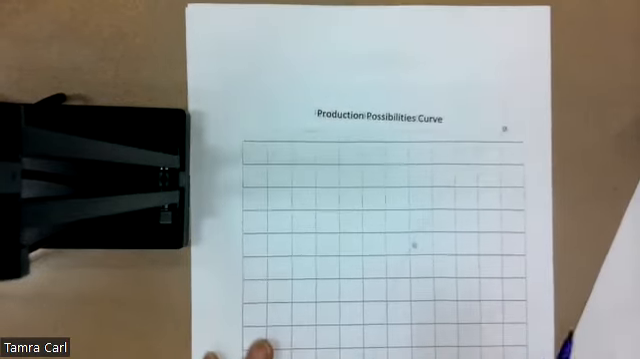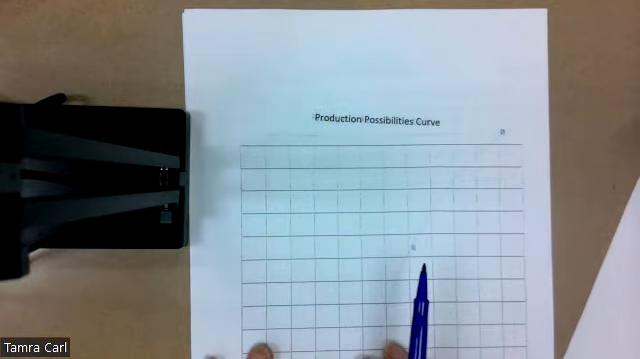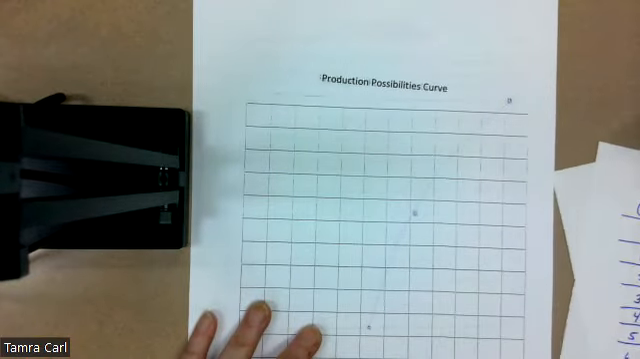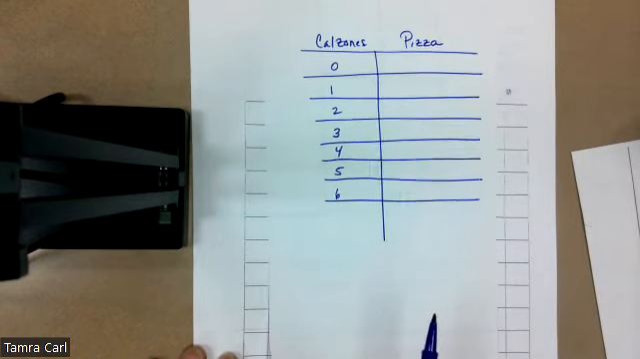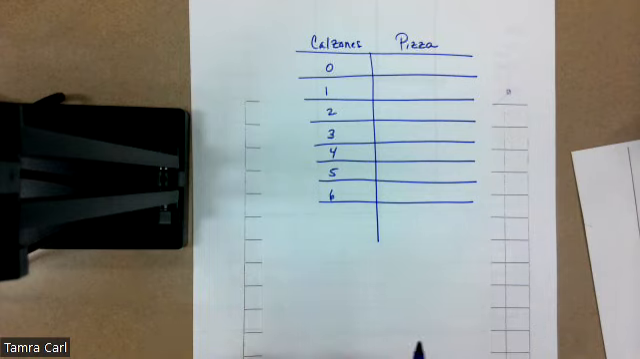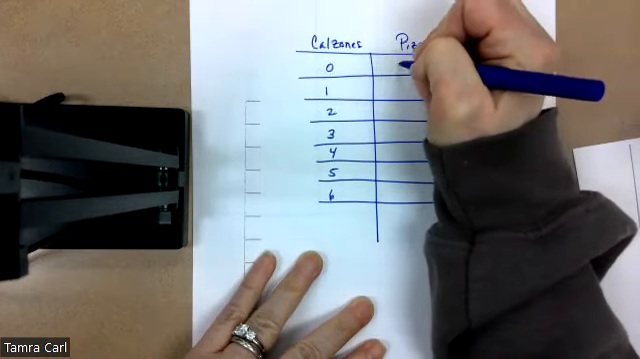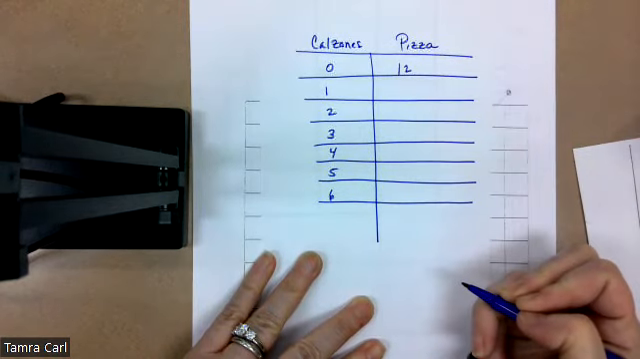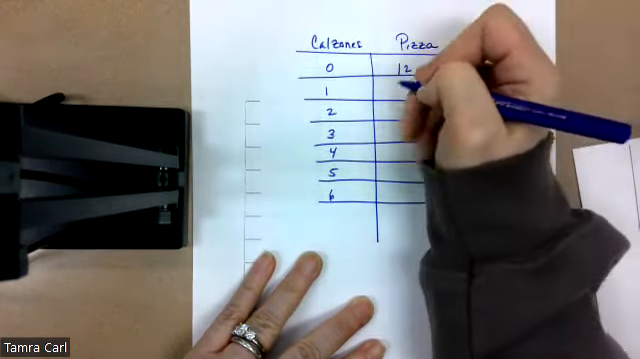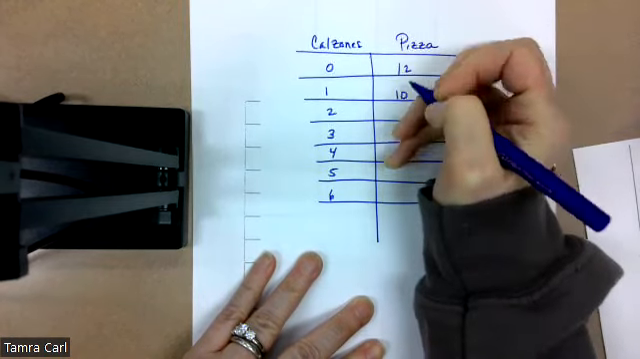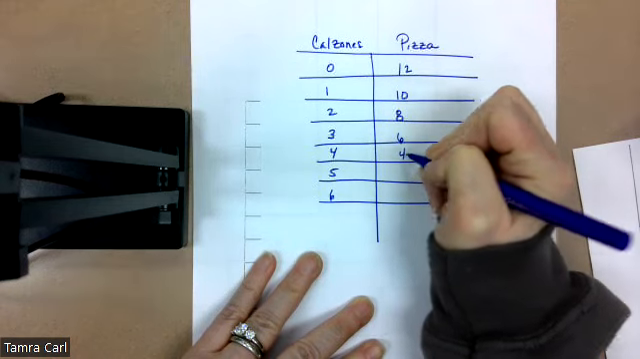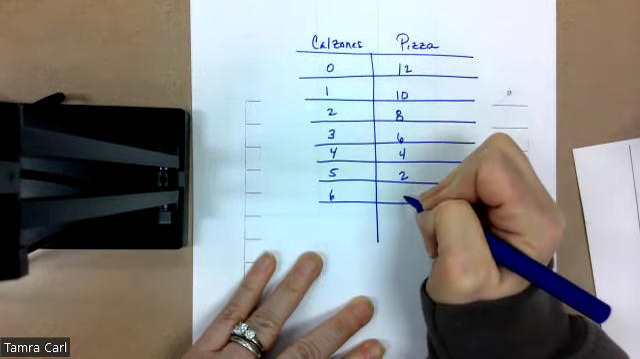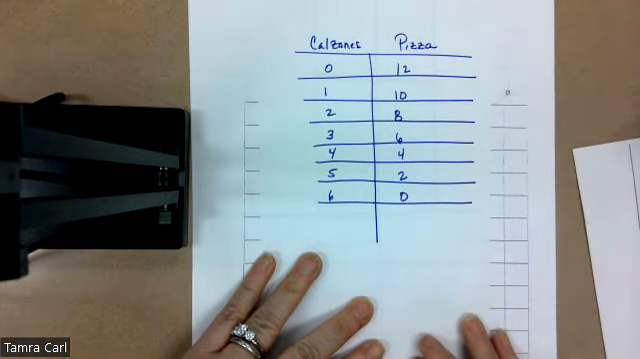There's room up here at the top of this paper, and this is where they can write out the production possibilities table. And I will give them the numbers to use. So I will say here that if they are making 0 calzones, they have 12 pizzas. And if they are now producing 1 calzone, they can make 10 pizzas, and 2 calzones would be 8, and 6, and 4, 2. And if they specialize in calzones, they will not have any pizzas.